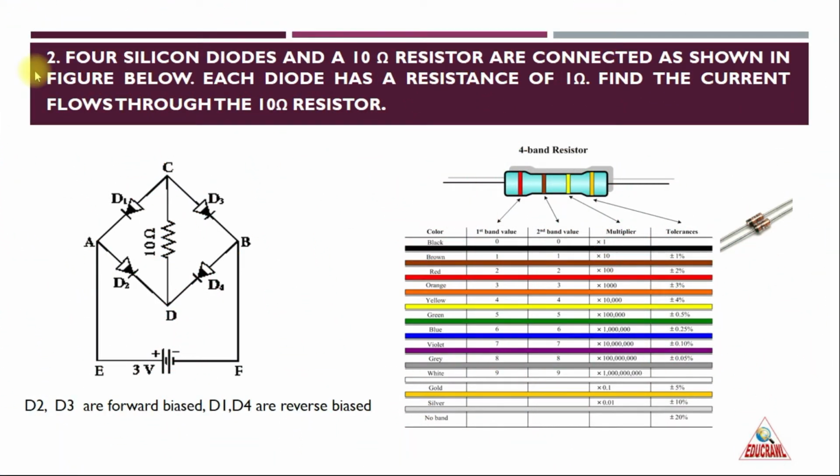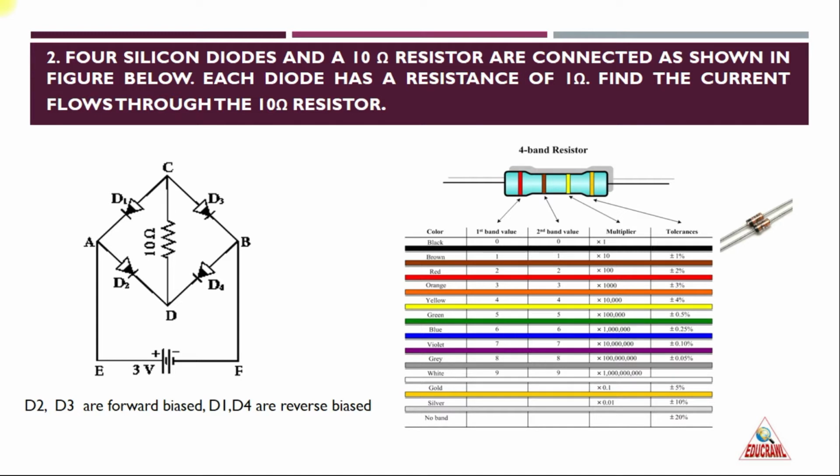Now the second problem. 4 silicon diodes and a 10 ohm resistor are connected as shown in the figure below. Each diode has a resistance of 1 ohm. Find the current flowing through the 10 ohm resistor. You can see how the 4 diodes are connected. It is like a Wheatstone network. In the center, across C and D, one 10 ohm resistor is connected. We have to find the current through the 10 ohm resistor.